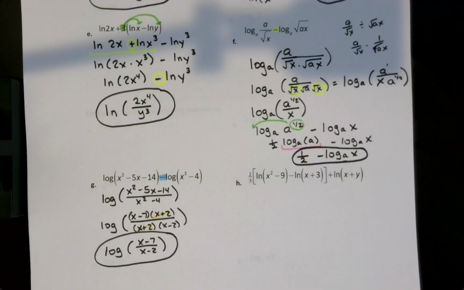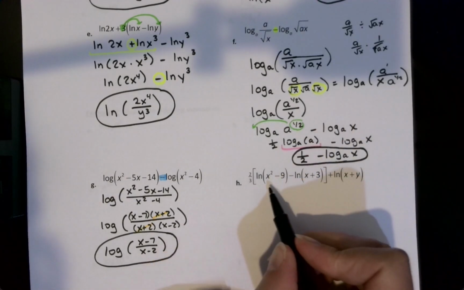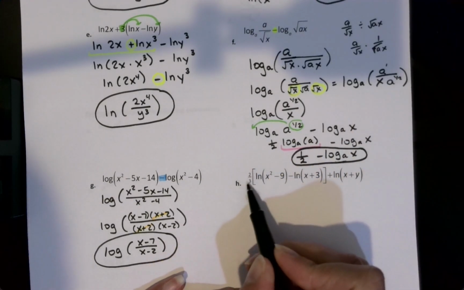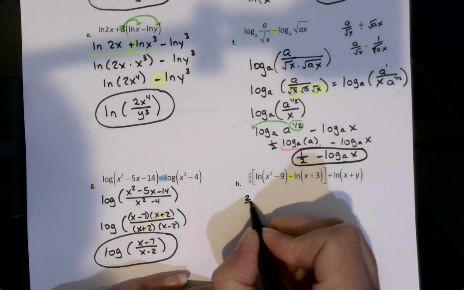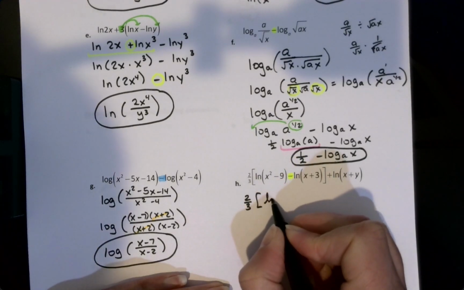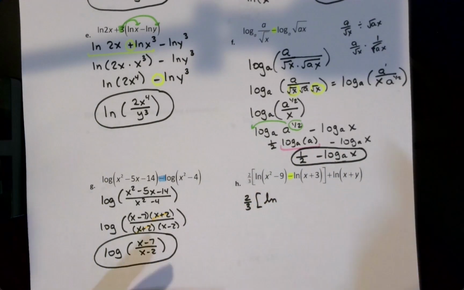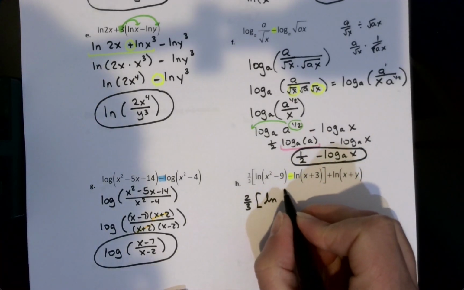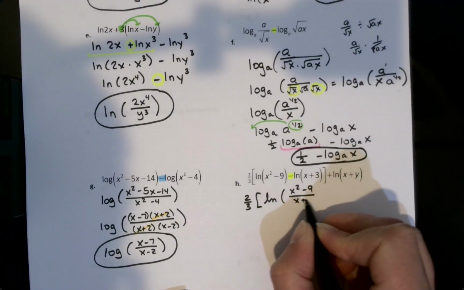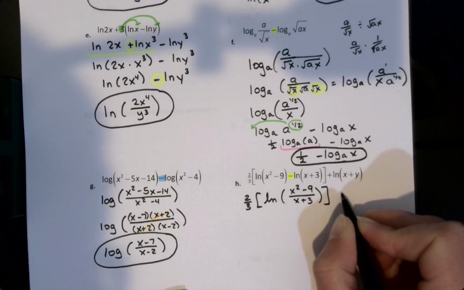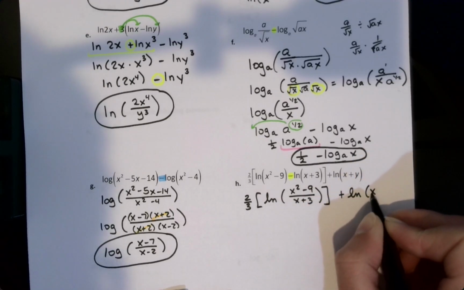All right, in the last one, we've got a lot going on. Looks like we've got a difference. And this 2/3 is going to apply to this eventually, but since it does apply to both parts, let's go ahead and take care of that quotient property first. So 2/3 times, sometimes I like to write natural log cursive, so I happen to do that here, natural log of x squared minus 9 over x plus 3 plus the natural log of x plus y.